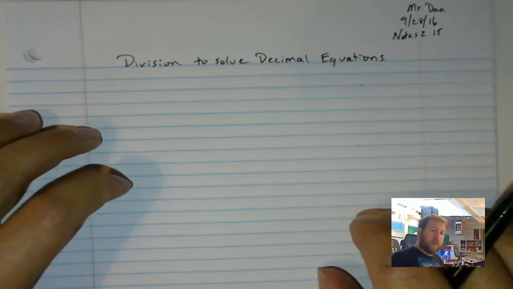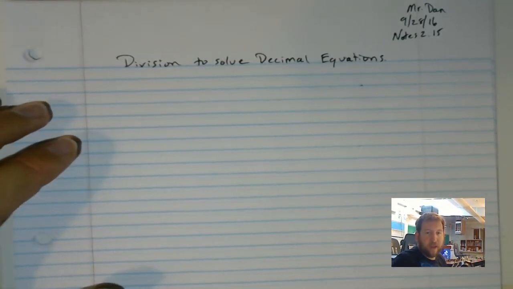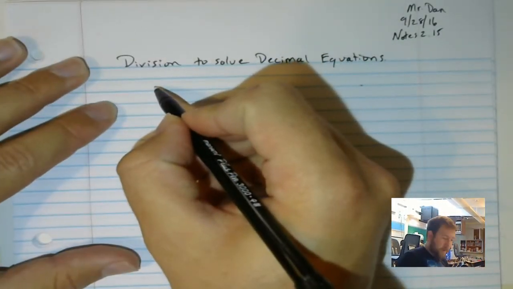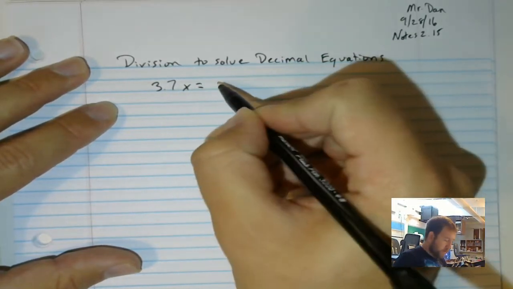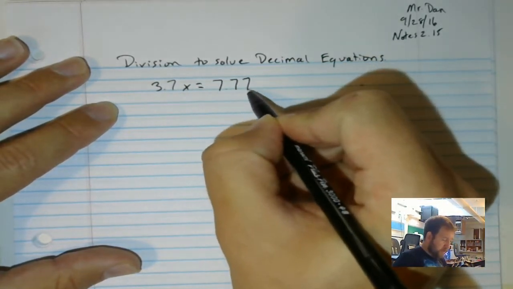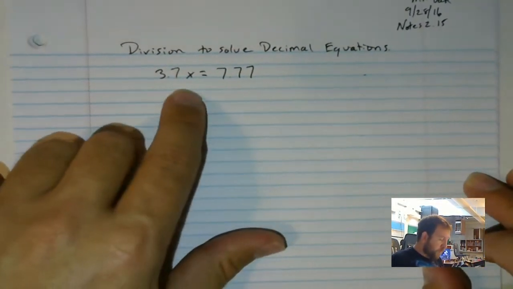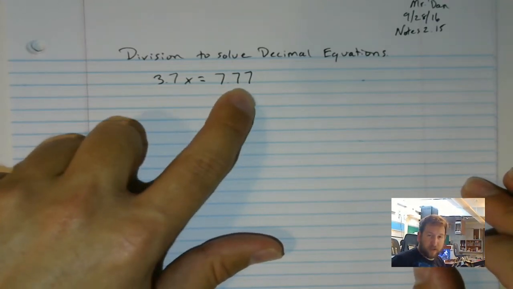All right, so the big question that we're going to be asking ourselves today is how do we solve an equation when it looks like this? Say I have my equation and it's 3.7x equals 7.77. Now, previous to today, what we would do is we'd ask ourselves 3.7 times what is 7.77?